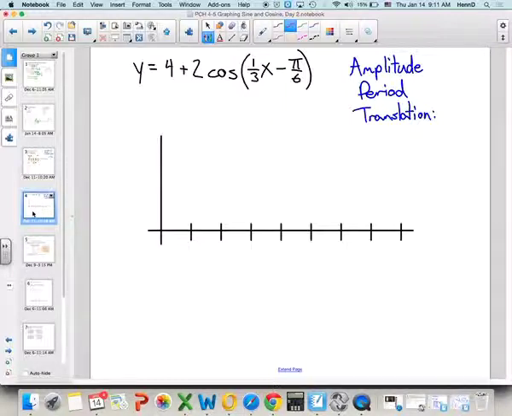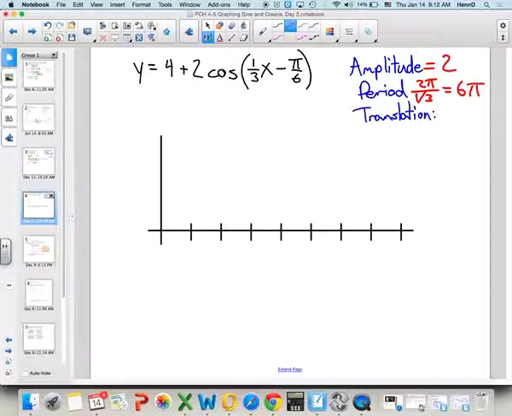Here we have 4 plus 2 times cosine of 1/3 x minus pi over 6. There's a lot to this one. Alright, so what's our amplitude? 2. What's the period going to be? 6 pi. How do we get 6 pi? 2 pi divided by 1/3. You flip and multiply and you get 6 pi.